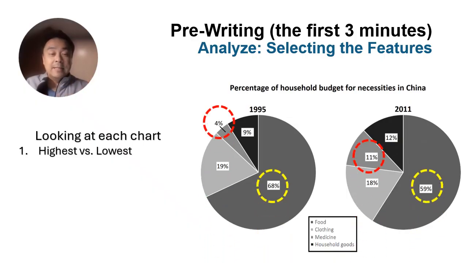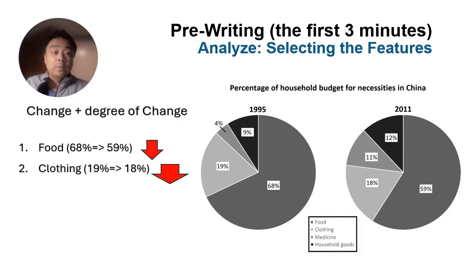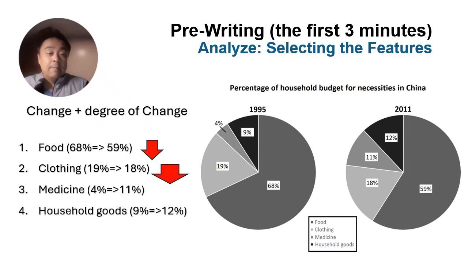Now, it's clear to see that what each pie slice colored here shows is actually the same in 2011. So the smallest was still the smallest and the largest was still the largest. There are other things we need to look at. Well, we can also consider what happens within the years. So food here decreases, clothing decreases, medicine and household goods increase.